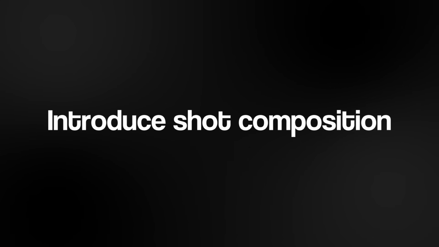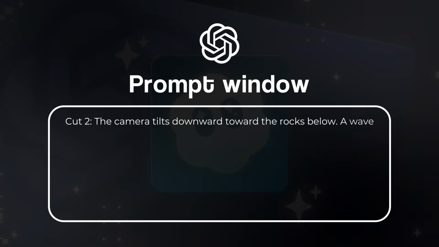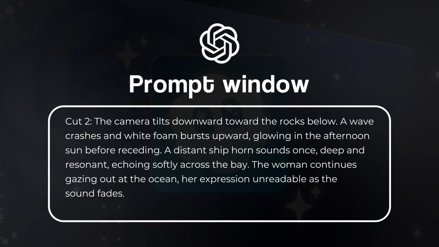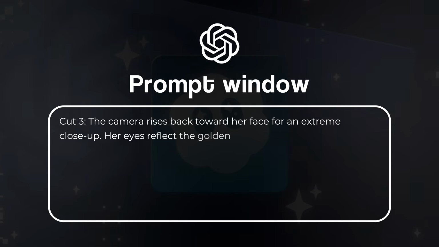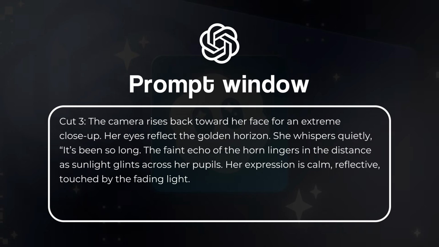The next thing we're going to do is introduce our shot composition part of the prompt. Now, our shot composition part is going to go in and it's going to show exactly what we're looking for. In cut 1, we want to watch her walk slowly down the fence. In cut 2, we want to see the camera tilt downward towards the rocks below. And then in cut 3, we want to see her eyes reflecting and we want her to say, "It's been so long." So how you introduce voice effects as well as sound effects is that you put them where they need to go in the prompt.